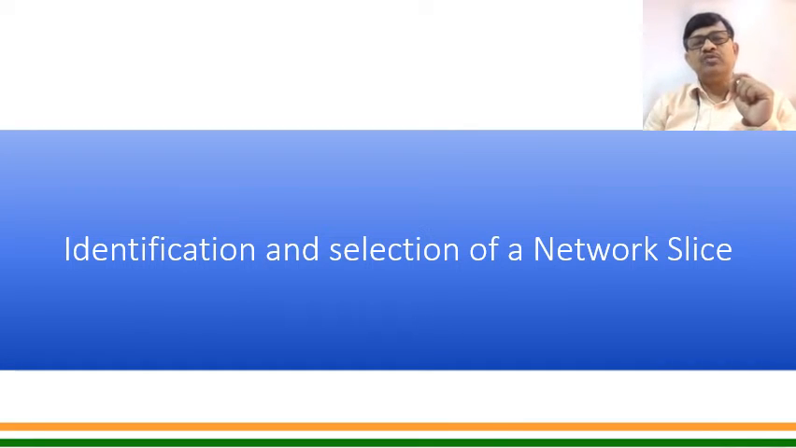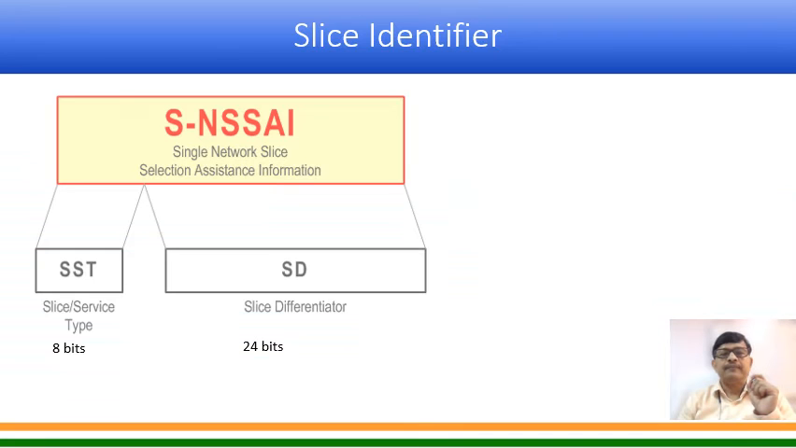Now let us look at how a particular slice is identified and selected. Identification and selection of a network slice. Let us understand what S-NSSAI is. S is single, and NSSAI is network slice selection assistance information. So basically this identifies a particular slice.